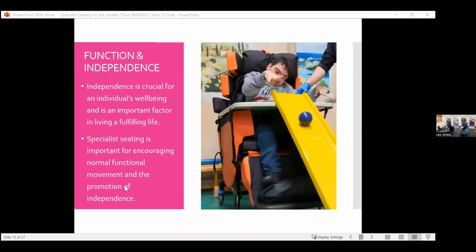I'm sitting here dying to move across to my chairs to show you how we achieve these things, but that will come shortly. Function and independence are fundamental to an individual's well-being and significantly contribute to their overall quality of life.